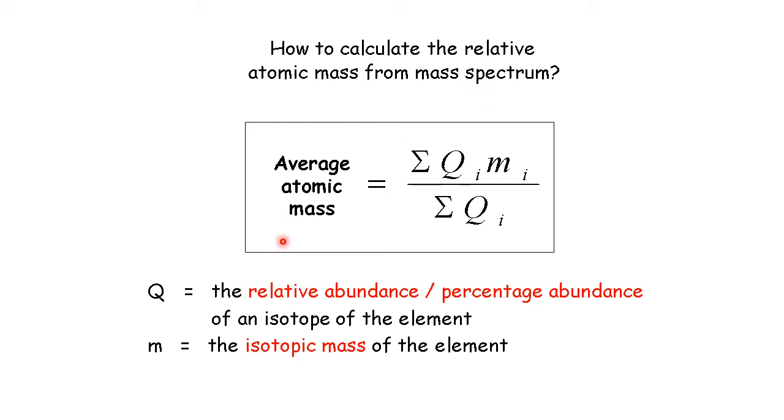We take the average atomic mass by using the sum of Ki, meaning the sum of the relative abundance or percentage abundance, times the isotopic mass of the element, over the sum of the relative abundance. I always tell my students the way to remember the formula is sum of Ki times Me over sum of Ki. So sum Ki Me over sum Ki.